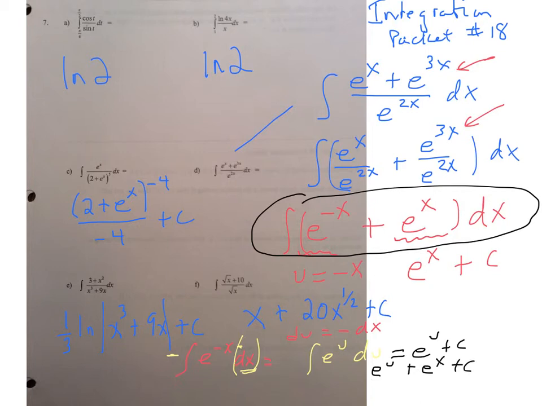Since my problem started off with the x variable, my answer needs to be in the x variable. So I can't have this u term right in here. I need to substitute back what u is, and what's u? U is this negative x. So if I do that, my final result would be e to the negative x plus e to the x plus c.